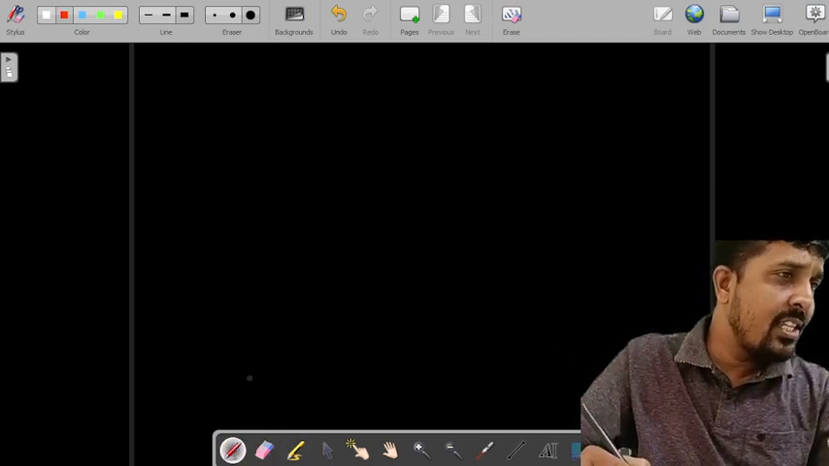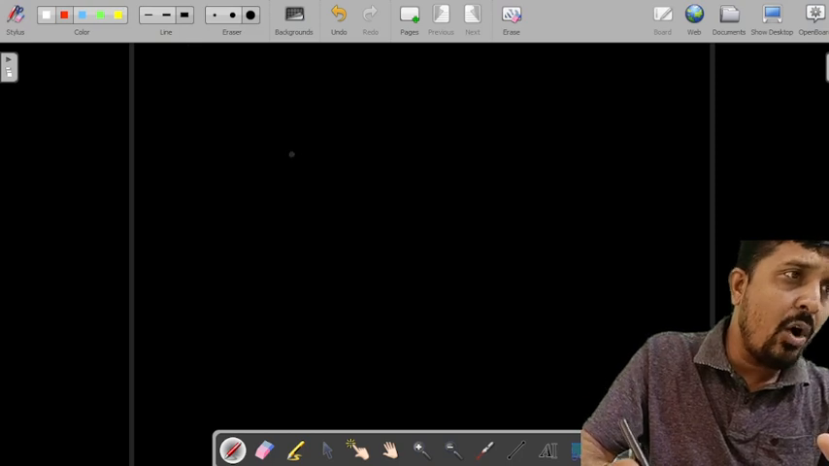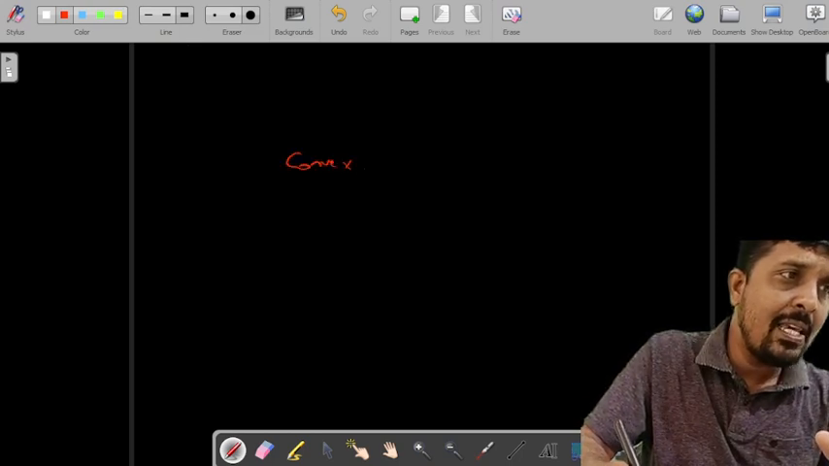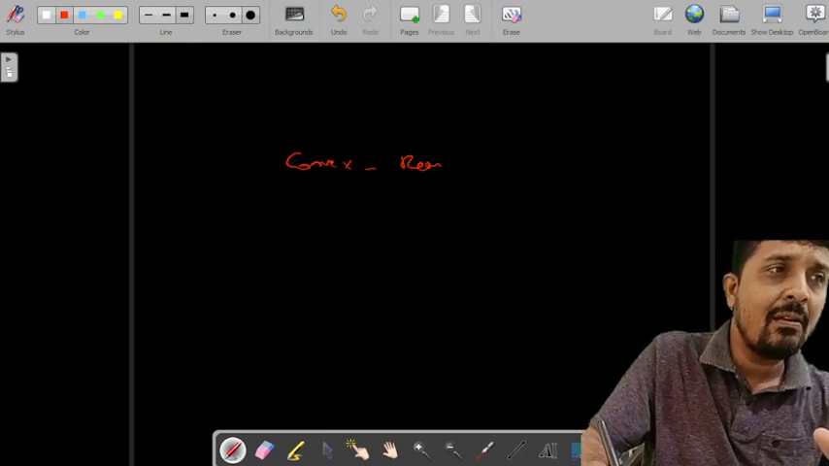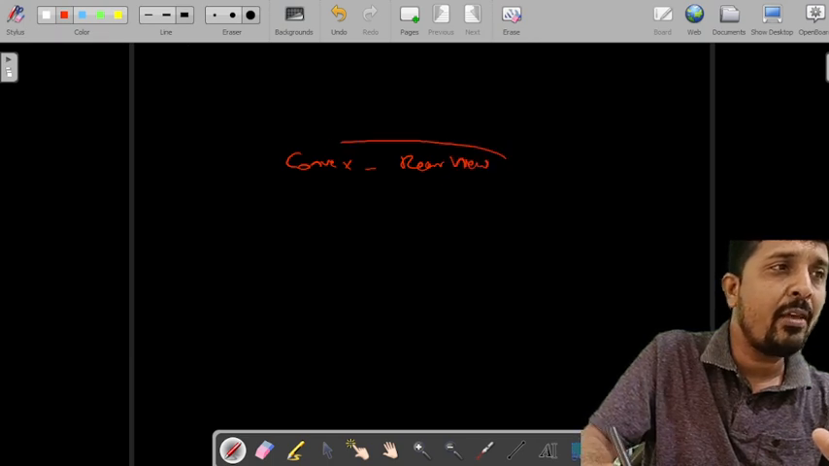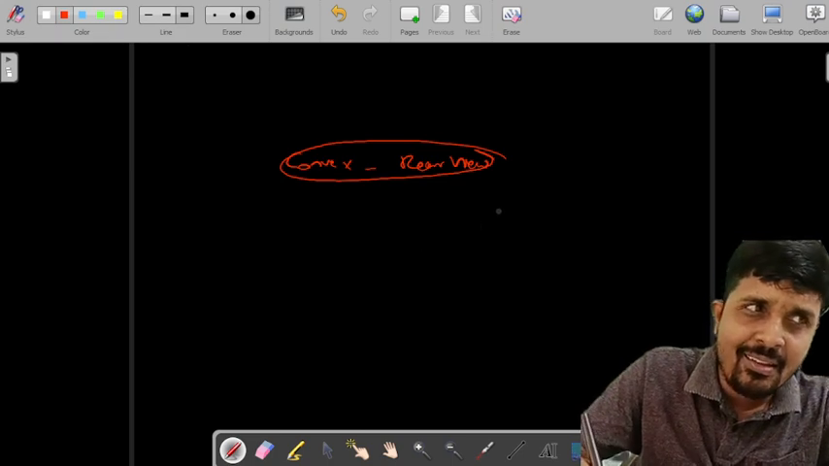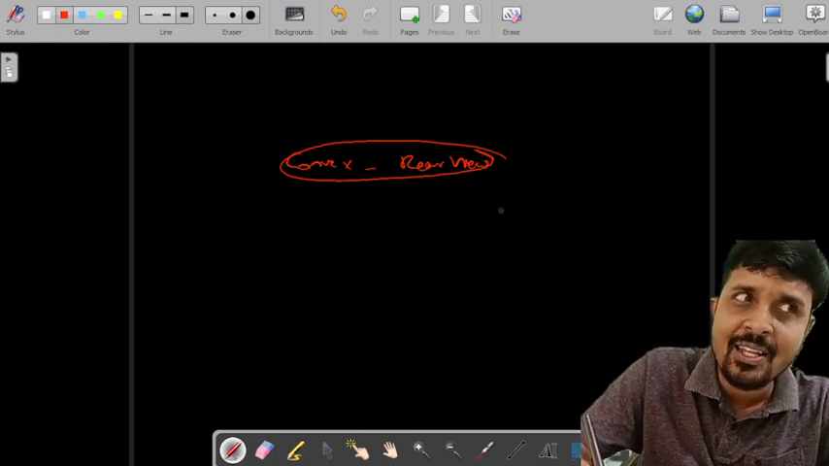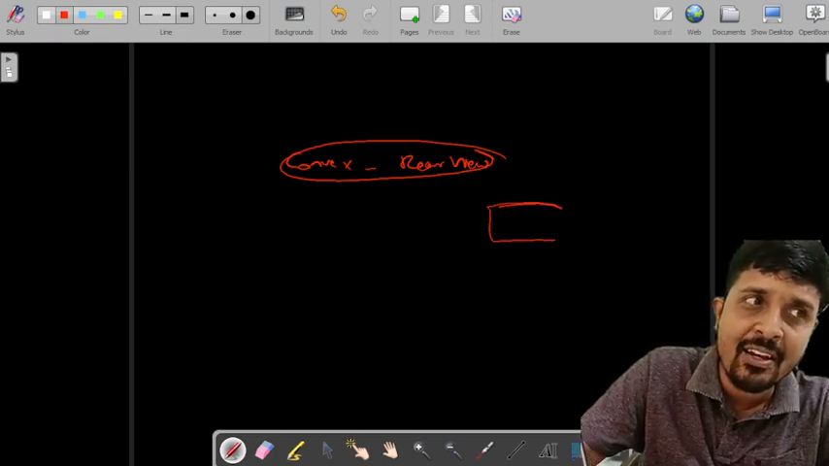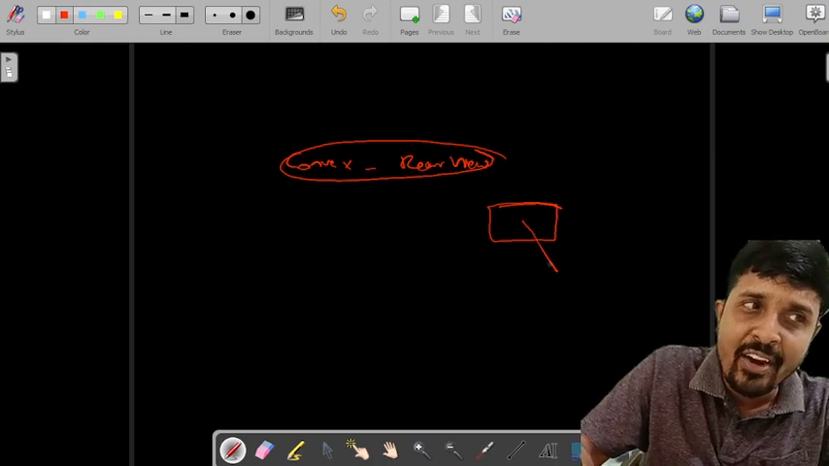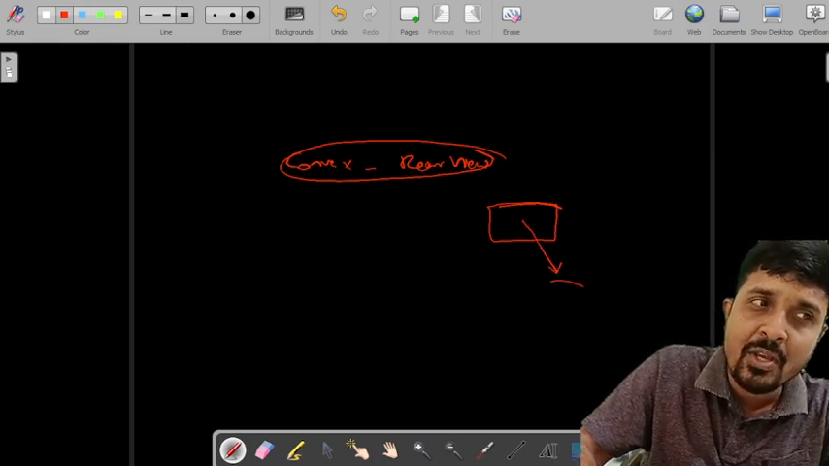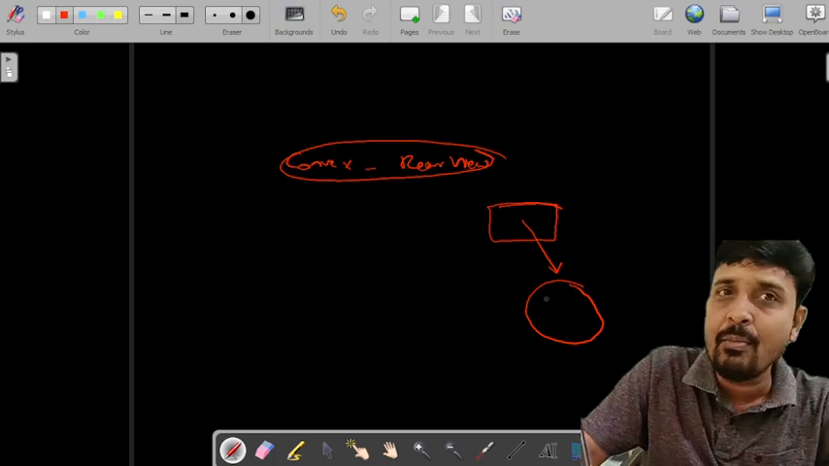Okay, so the next question is, why is a convex mirror used as a rear view mirror? Could you please tell me what is the use of a rear view mirror? In automobiles or in bikes, we have a mirror here. Through this mirror, we are able to see whatever objects are behind us.